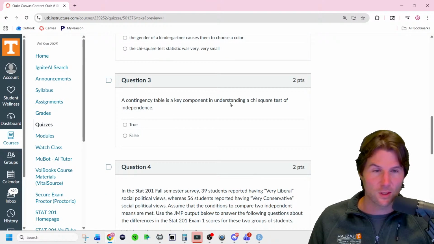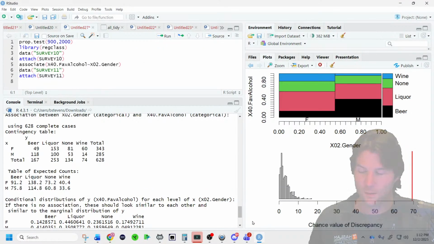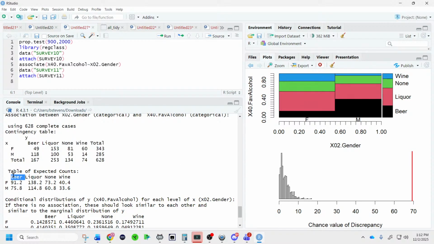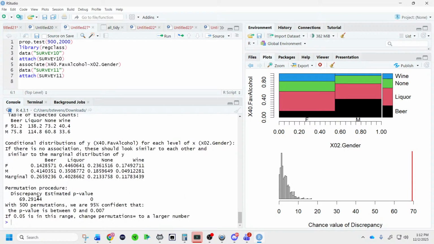For the chi-squared test, we know the p-value is lower than alpha because we rejected the null. A contingency table is a component of understanding the chi-squared test of independence. Is this true or false? A contingency table, which is this thing right here, is important for understanding the chi-squared test of independence. That's a mosaic plot. And these are the expected counts, and these are like the marginal. And there's the chi-squared value, and there's the p-value.